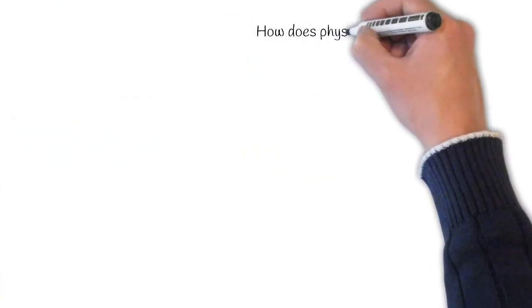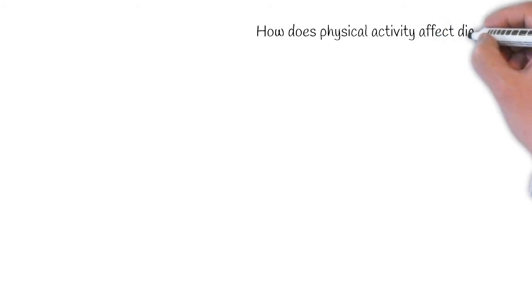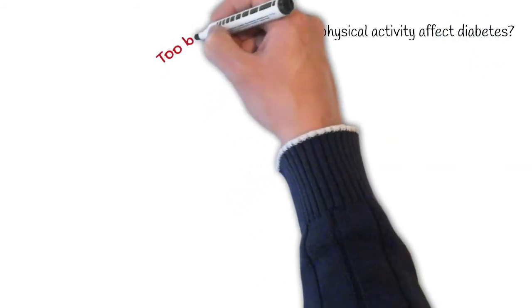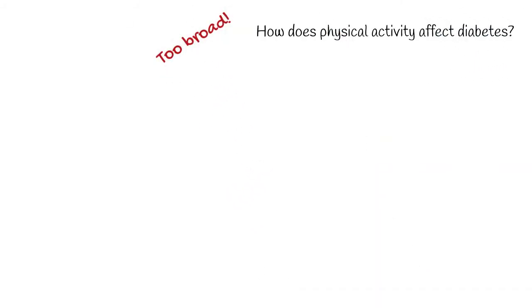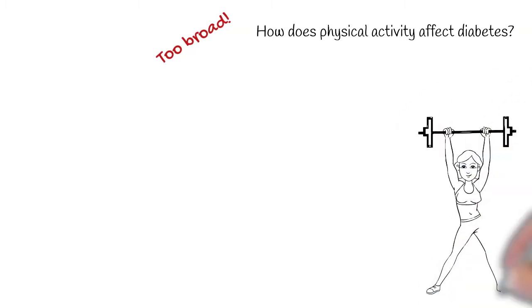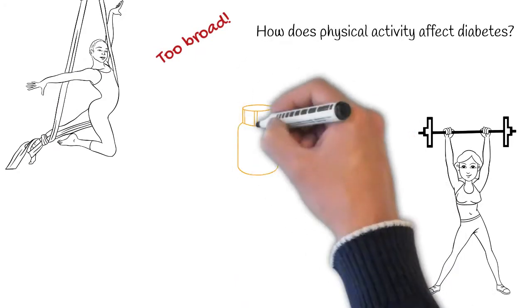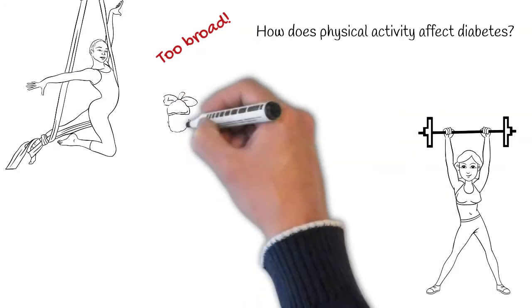For example, think of the following question. How does physical activity affect diabetes? Obviously, the scope of that question is pretty huge, so let's narrow each topic of that sentence down to smaller ones. What type of physical activity? And what type of diabetes? What about the population that you're interested in?